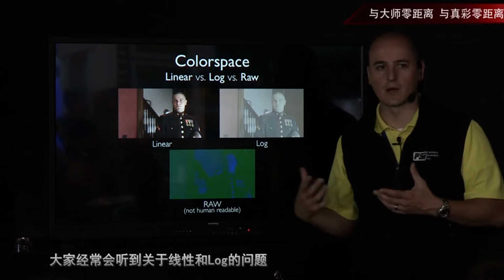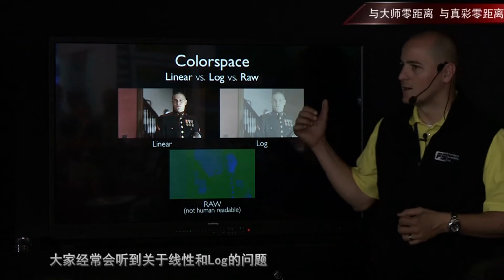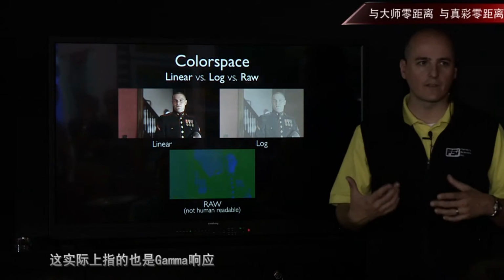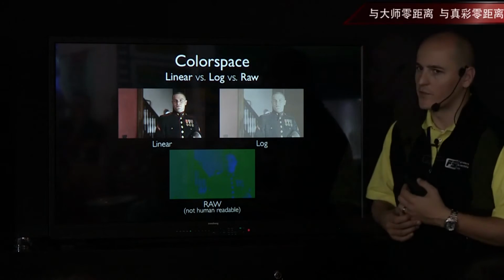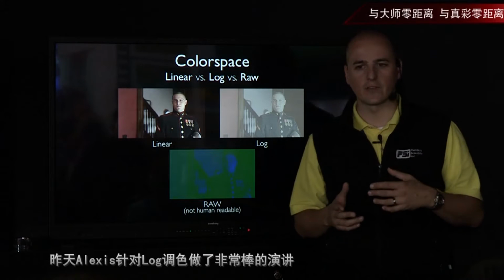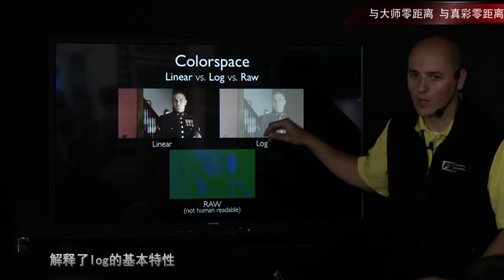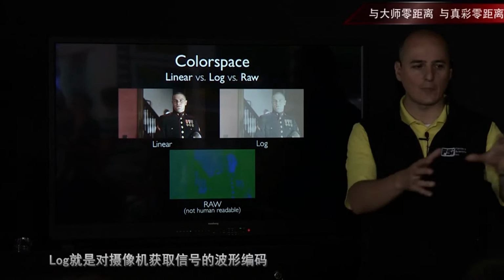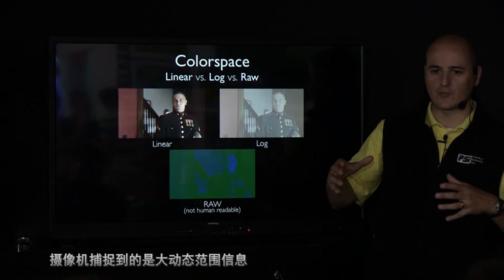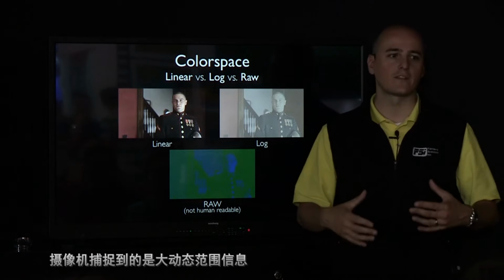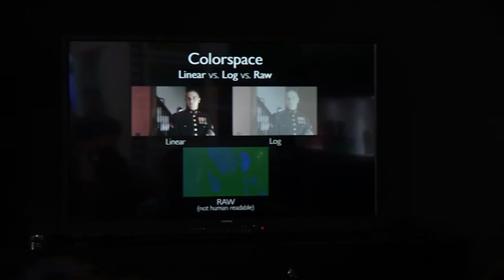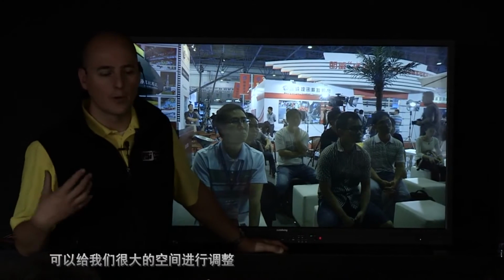You'll hear this topic come up a lot, the difference between what we call linear, or linearized oftentimes, and log, which is really talking about gamma responses as well. Yesterday, Alexis did a very good presentation on log grading and explained what log was. As a short summary, log is a way of encoding on the capture side, on the camera side, a signal to capture a lot more dynamic range than it would otherwise be possible to capture within a standard Rec. 709 framework. So capturing log is great because it gives you the freedom to do a lot more in post-production.